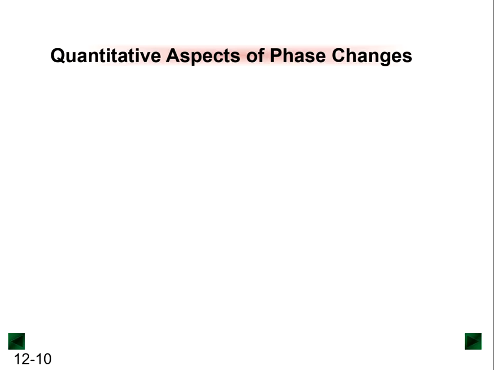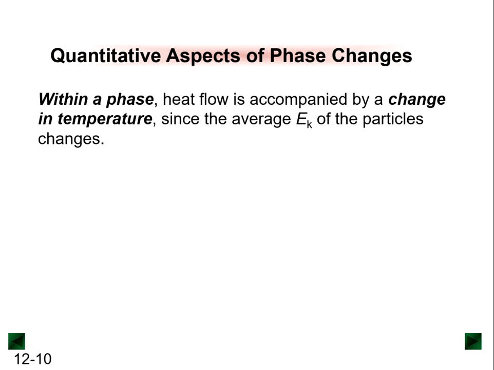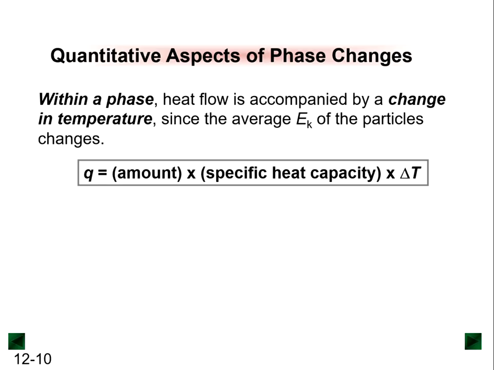Next, we'll look at phase changes. We looked at the quantitative aspects, and we identified within a given phase, so within the gaseous phase, or within the liquid phase, or within the solid phase, if we have a temperature change, then heat flow occurs. And anytime heat flow occurs, there will be a change in temperature. And we can identify the heat associated with this as Q is equal to m Cp bar delta T.